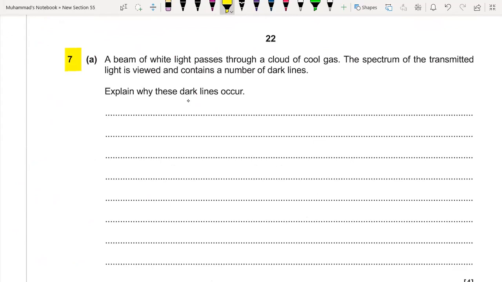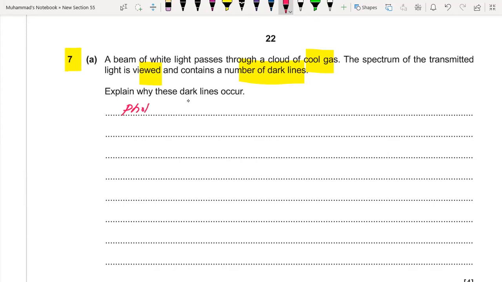Okay, so let's move towards question 7. A beam of white light passes through a cloud of cool gas. The spectrum of the transmitted light is viewed and contains a number of black lines. You know that if the white light is passed through the cool gas, the gas will absorb a few photons whose energy matches their internal transition energy. So these photons will be absent from that spectrum, and they will be re-emitted in any random direction. So explain why these dark lines are there.